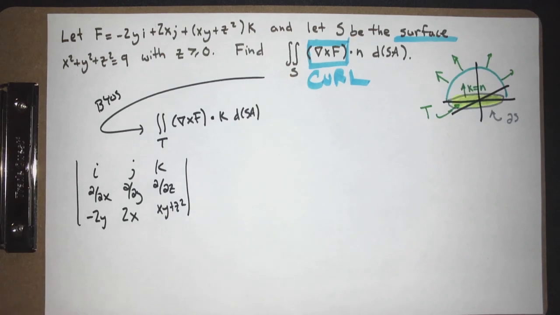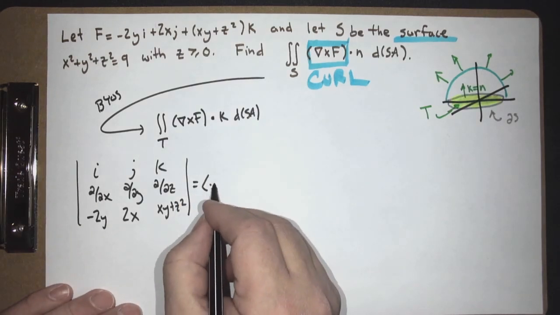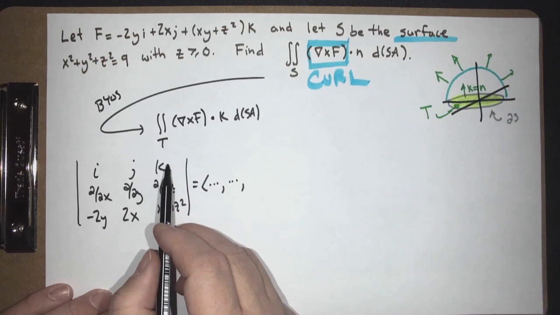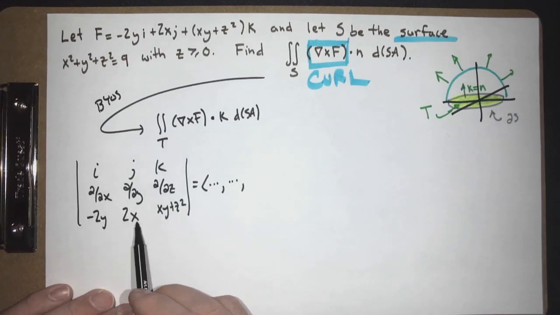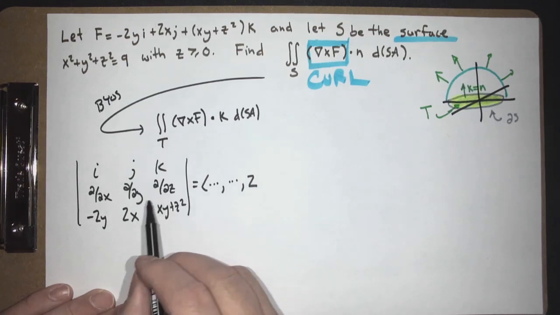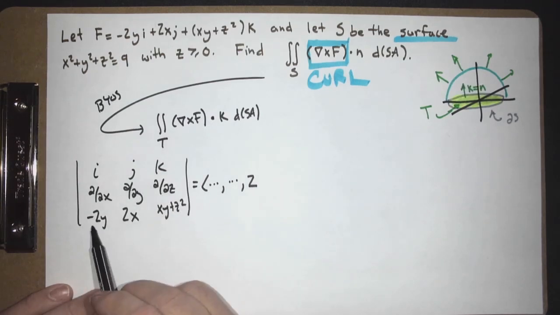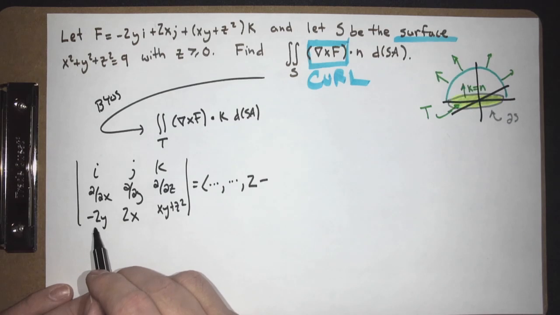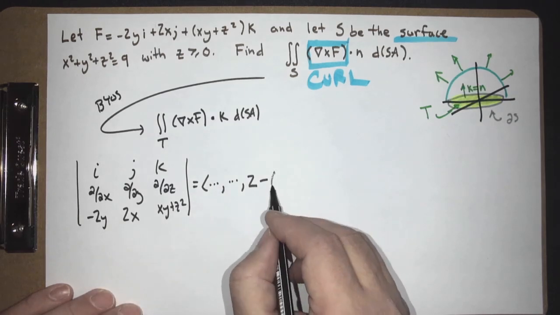Now, do we have to work the whole thing out? Which part do we need? The k part. Now k: partial x of 2x, 2. Then we have the other direction, subtract partial y of minus 2y, minus 2.